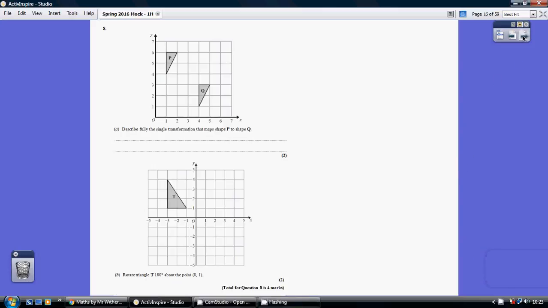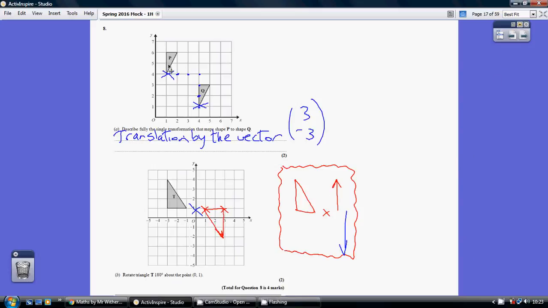Question 8. So you need to appreciate that this is really a shift. Now we don't use the word shift, you've got to use translation. And we take a point, so say for example the bottom point here, and just mark it on both shapes. Just make sure you're going the right direction. We're going P to Q, P to Q. So we can see it's 1, 2, 3 to the right and 1, 2, 3 down.